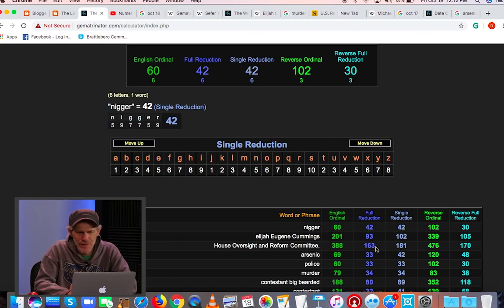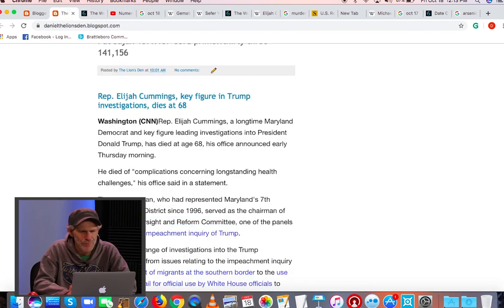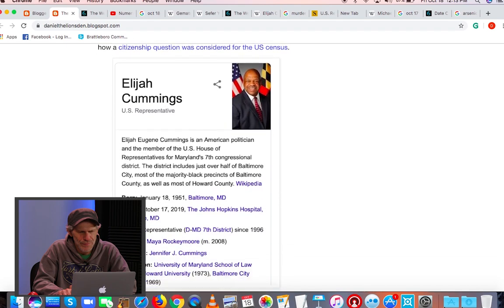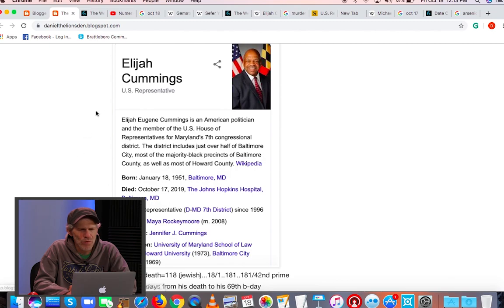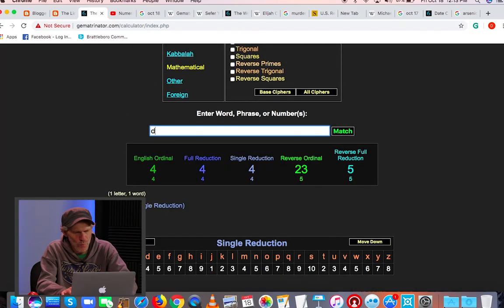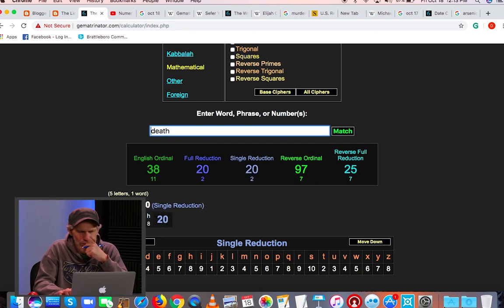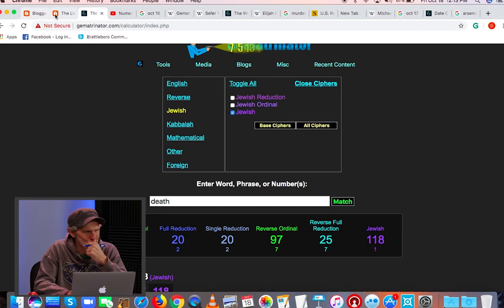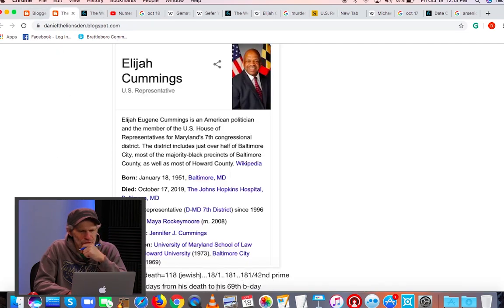You know, the KKK now wears three-piece suits. Elijah Eugene Cummings equals 102. That N-word equals 102. He was born on 18/1, 181, the 42nd prime number, of the House Oversight Committee, which equals 181. So here's a picture of him. Also, death equals 118 in Jewish Gematria. Very relevant cipher. And he was born on 118, death. I'll show you that in a second. And I mentioned it's the 42nd prime.